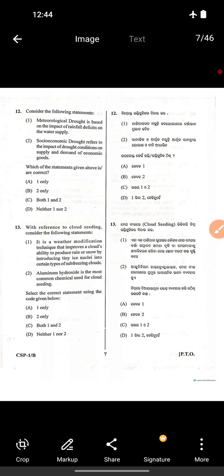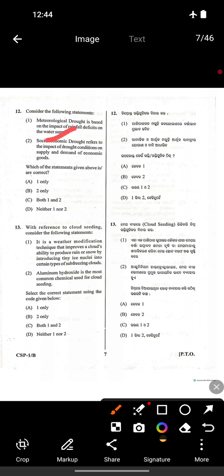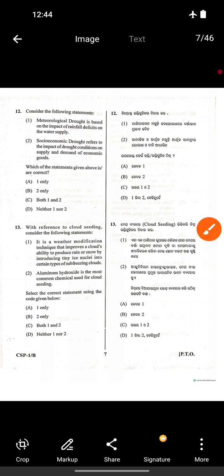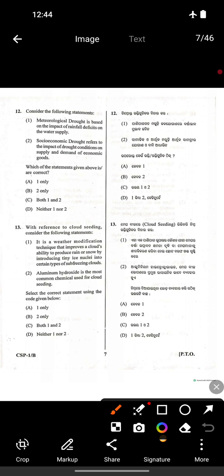Consider the following statements. Option 1, meteorological drought is based on the impact of the rainfall deficits on the water supply. Yes, this is right. Then coming to socio-economic drought refers to the impact of the drought conditions on the supply and demand of the economic goods. This is also right. Option C is the right answer here. Coming to question number 13, with reference to cloud seeding, consider the following statements. Option 1, it is a weather modification technique that improves the cloud's ability to produce rain or snow by introducing tiny icy nuclei into certain types of super-cooled clouds. Yes, option 1 is right here.